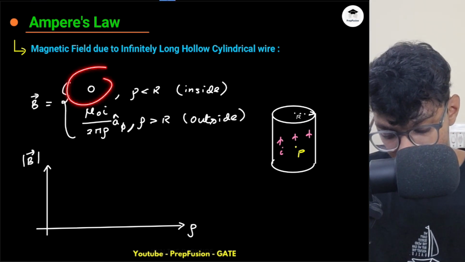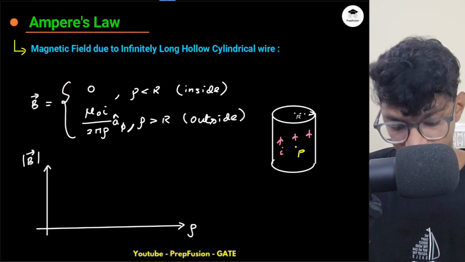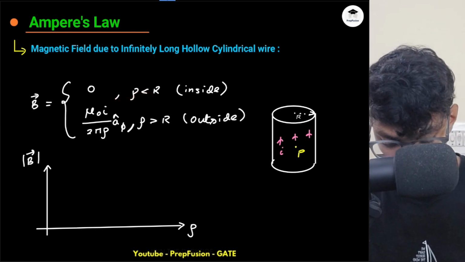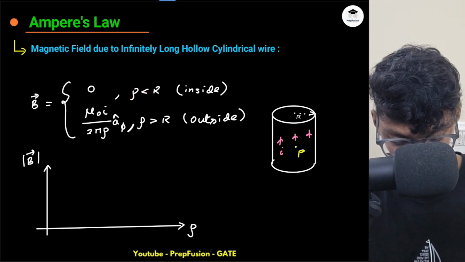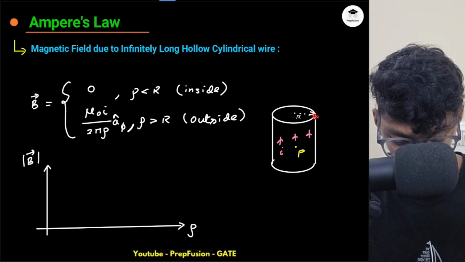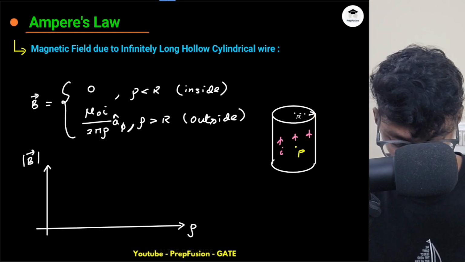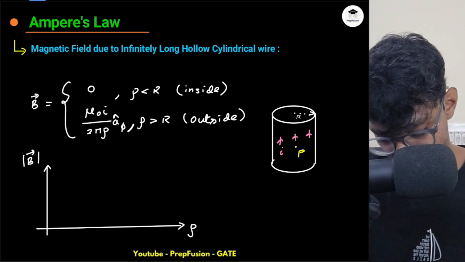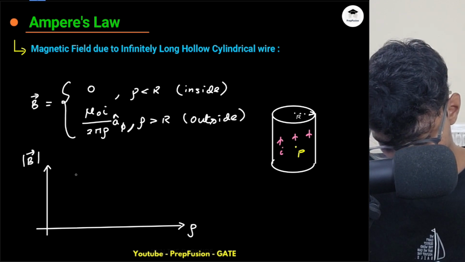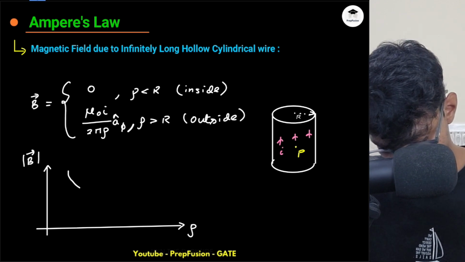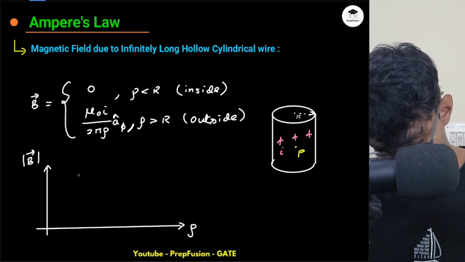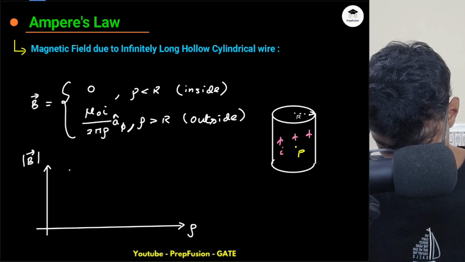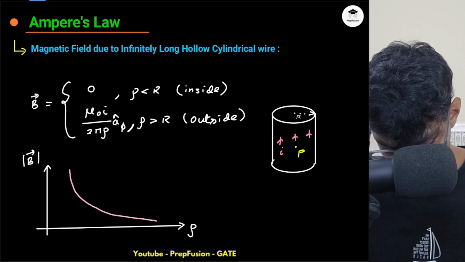Inside, magnetic field will simply be 0. For rho less than r, magnetic field will be simply 0. It will not be present. And just outside, just at this point, magnetic field will be very high, and then it will start decreasing, right? So it will be something like this. It will not be a continuous line, something like this, right?